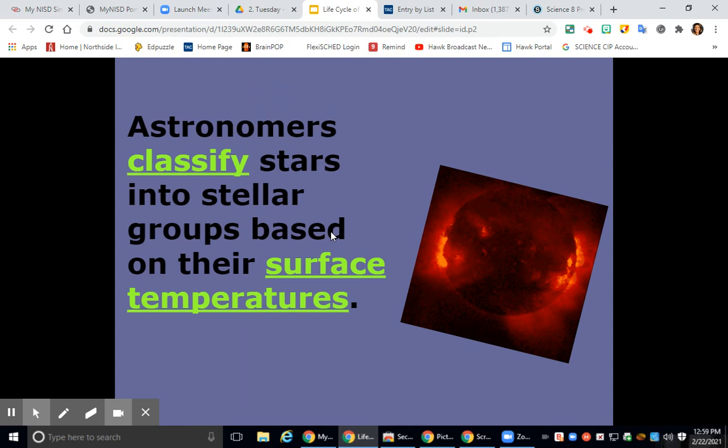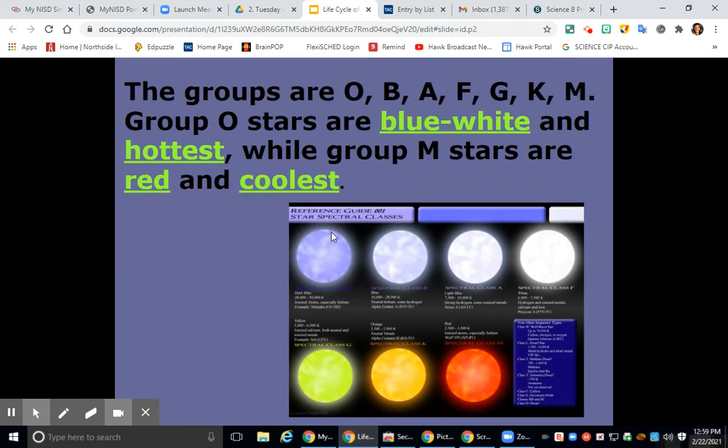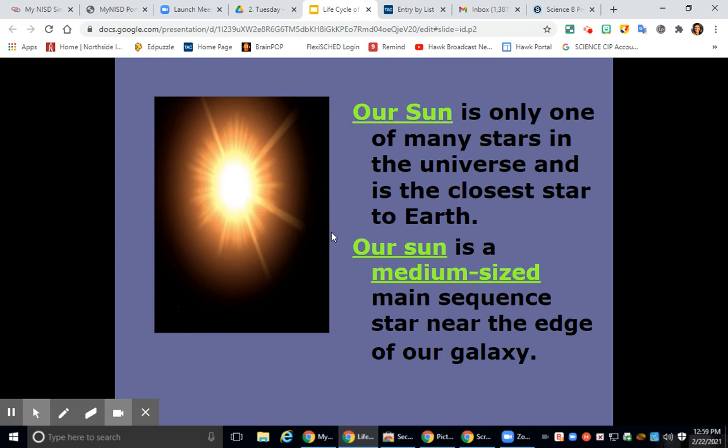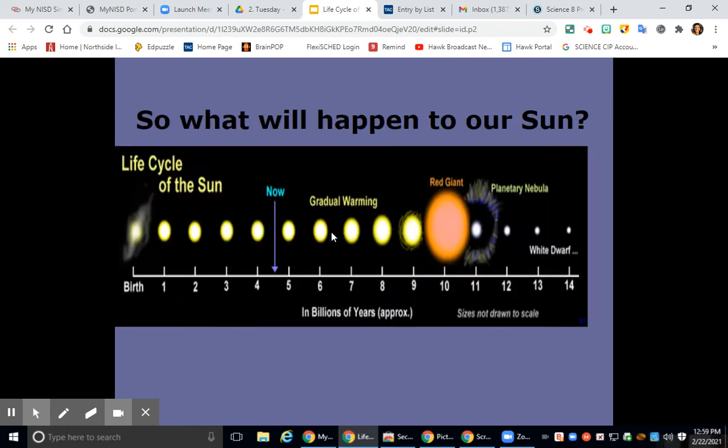Astronomers classify stars into stellar groups based on their surface temperature. The groups are O, B, A, F, G, K, M. Group O stars are the blue-white and hottest, while Group M stars are red and coolest. Our sun is only one of many stars in the universe and is the closest star to Earth. Our sun is a medium-sized main sequence star near the edge of our galaxy.